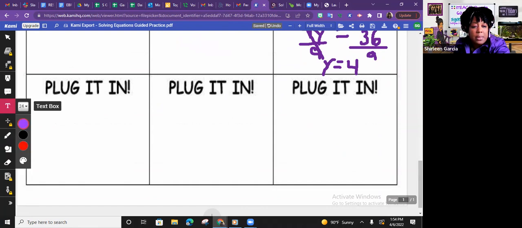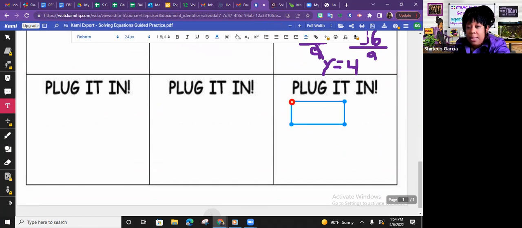I think I'm gonna use the text box. I hope I can use the text box, because my handwriting is terrible.